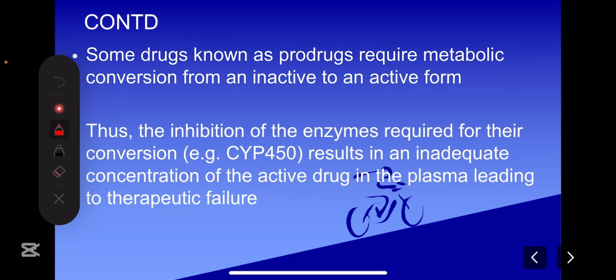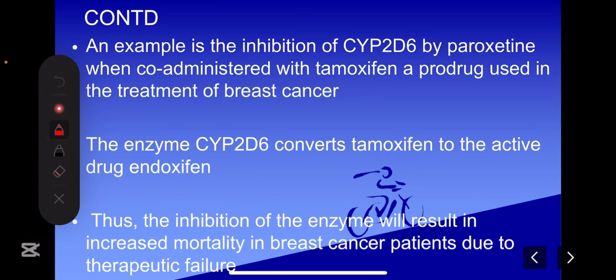Now, imagine that you are giving somebody a prodrug and you are also giving the person an inhibitor. What happens? Will that prodrug be converted to its active form? No, because that enzyme is supposed to metabolize the drug to make it active. If that enzyme is being inhibited, the drug will not become active. Do you get it now? Let's give an example. This example will make everything sound so interesting.